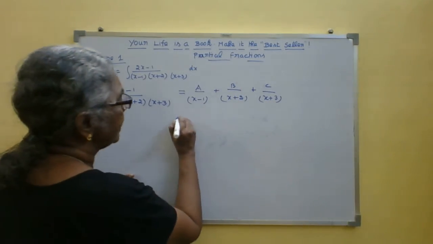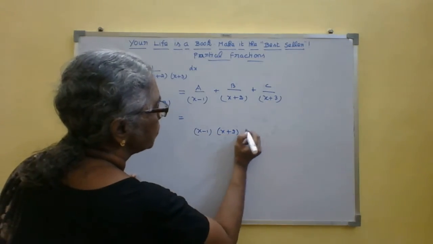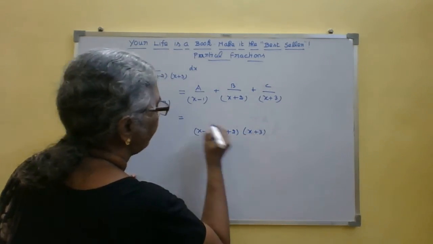So now let us take the LCM here. It is (x - 1)(x + 2)(x + 3).